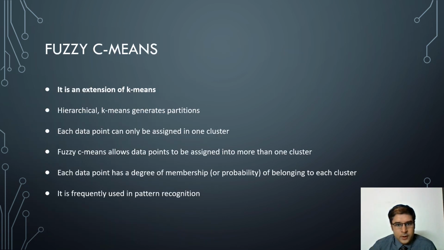Now we discuss fuzzy C-means clustering. It is an extension of K-means. K-means generates hard partitions, where each data point can only be assigned to one cluster. Fuzzy C-means allows data points to be assigned to more than one cluster. Each data point has a degree of membership or probability of belonging to each cluster. It is frequently used in pattern recognition.